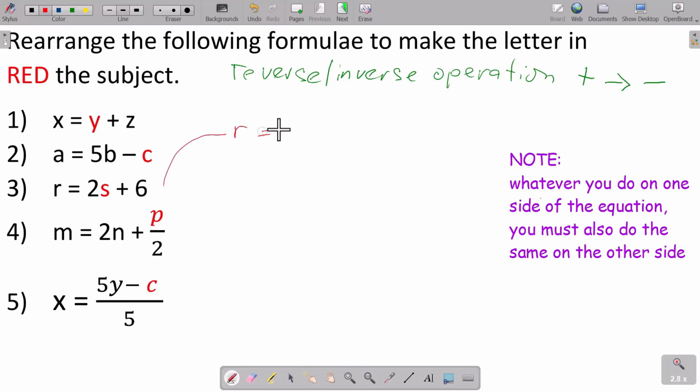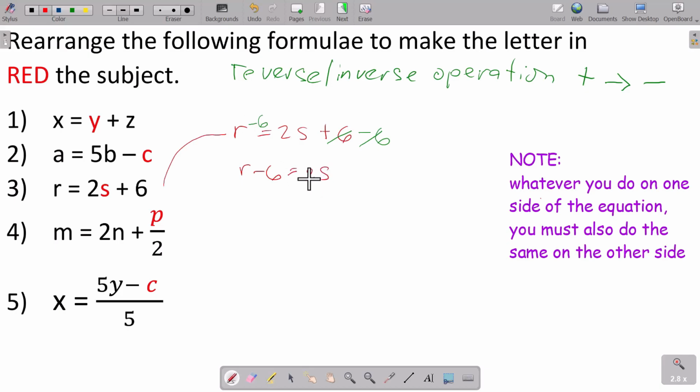Number 3, r equals 2s plus 6. Here we have to make s the subject of this formula. In order to do that, we have to get rid of 6 and 2. First, we will subtract 6 from this expression. So we also have to subtract 6 from this side. Plus 6 minus 6 is 0. So r minus 6 equals 2s.